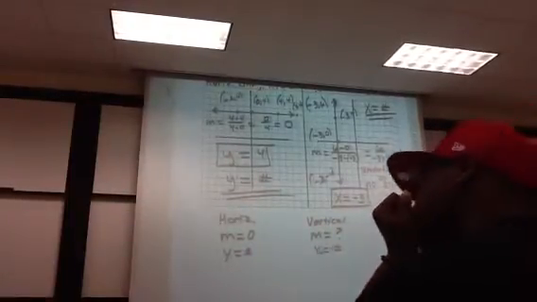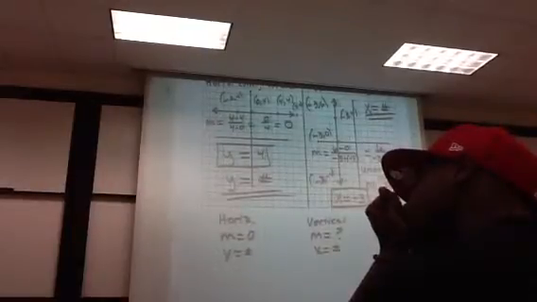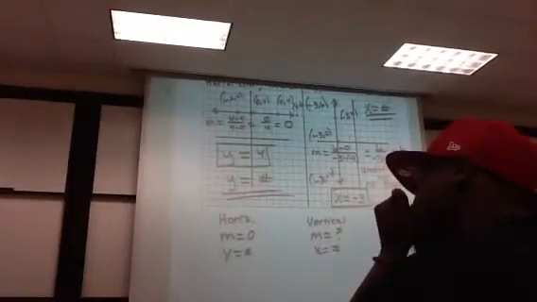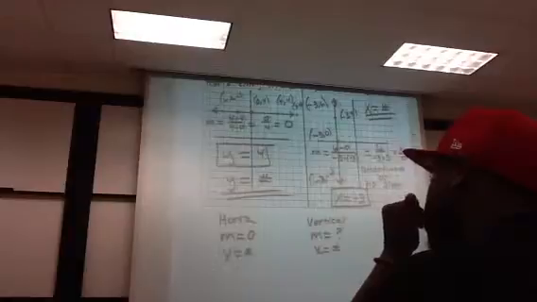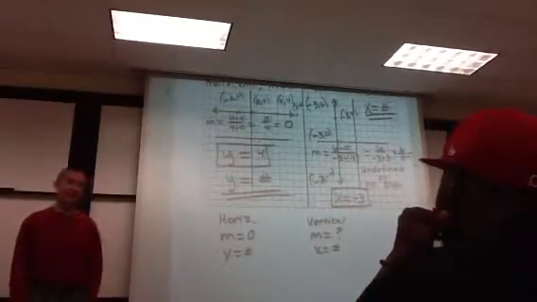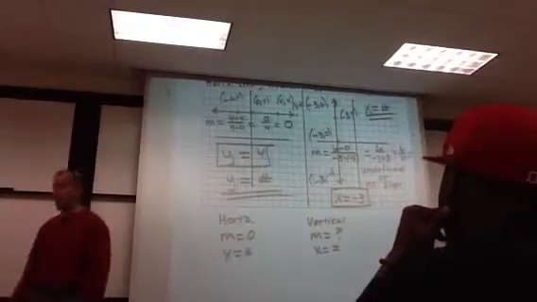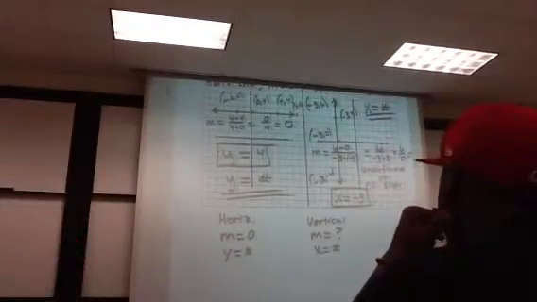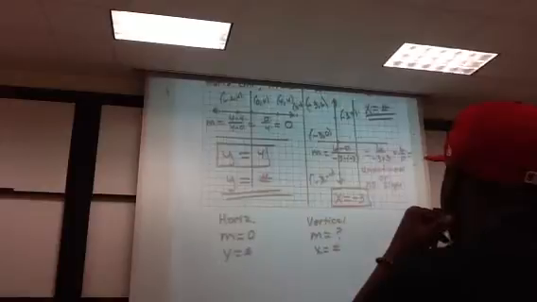Everybody okay so far? Alright. Here's where we're going to start with the Sherlock Holmes stuff. I'm going to give you some clues about what the equation of the line is, and you're going to solve the mathematical rule. Here's where we're going to start.